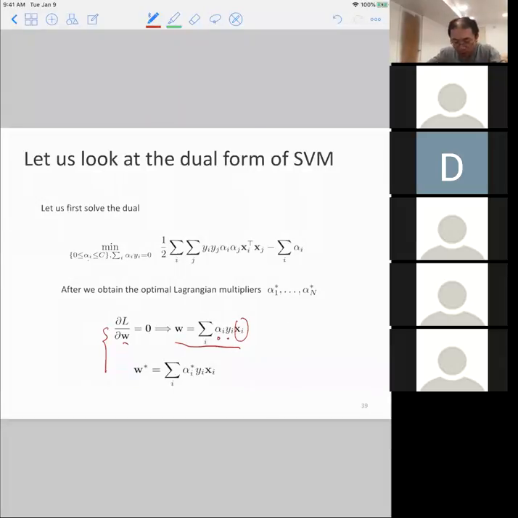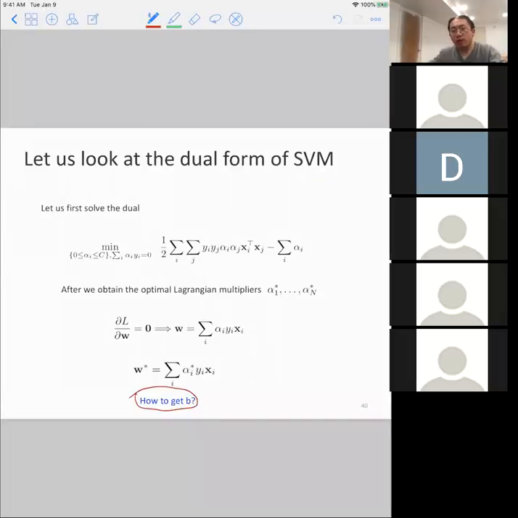So this holds for any solution, right? That means if you have optimal values of alpha 1 star to alpha n star, you just replace those alpha i's with their optimal values, and you get the optimal vector W star. That's it. This one is pretty easy, right? But how do we get the bias parameter B?